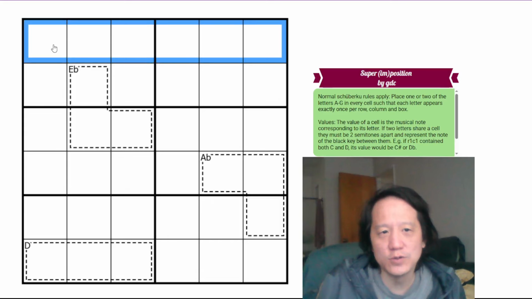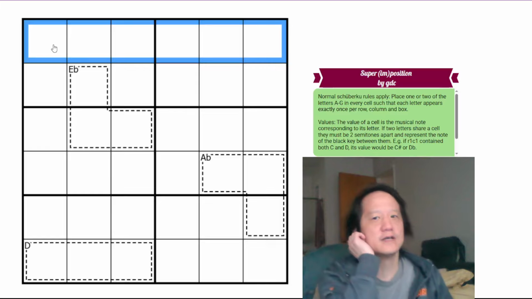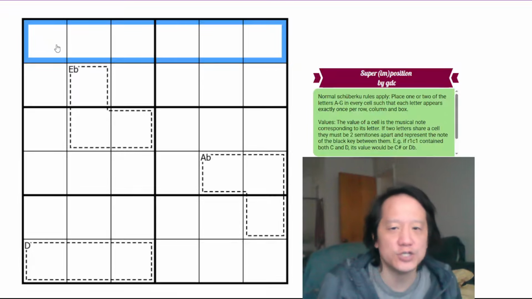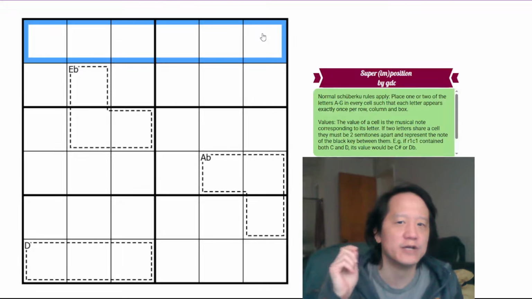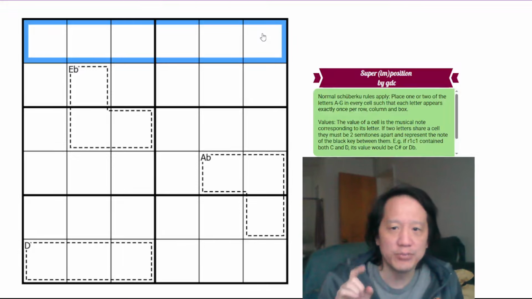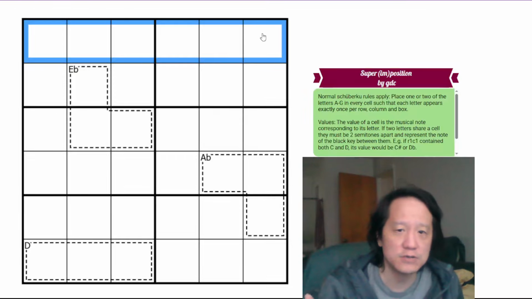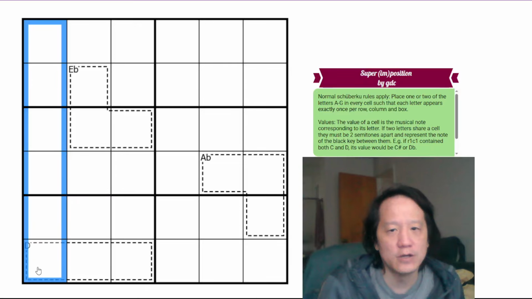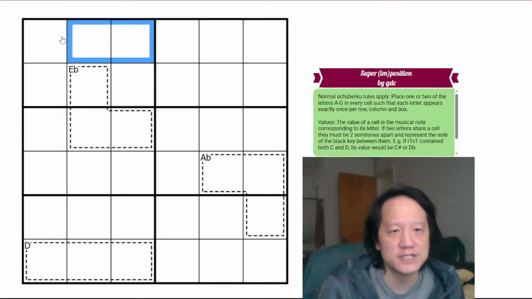So this is place one or two of the letters A through G in every cell. I guess I would put it this way: in every cell in the grid, place one or two letters from A through G such that each letter appears exactly once per row, column, and box, or designated 6-cell region.